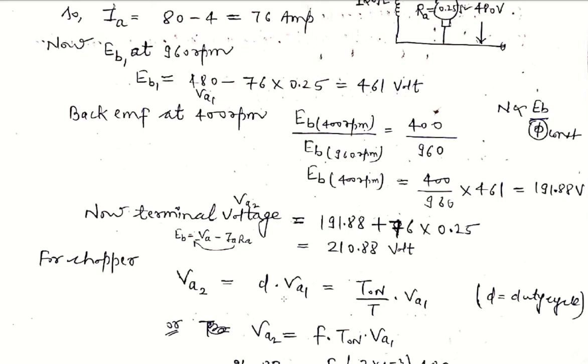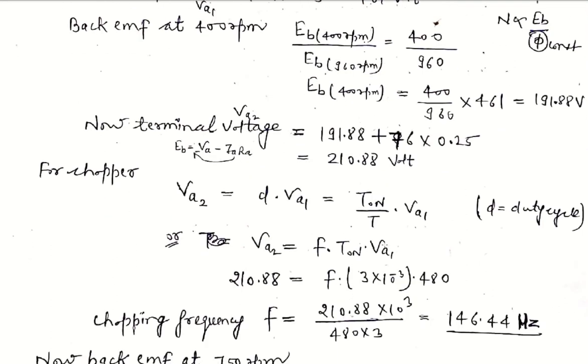This terminal voltage at the motor input terminals is supplied through the chopper. So we apply the formula Va2 equals D into Va1, which is for a step down chopper that steps down the voltage to control the speed from 960 rpm to the range of 400 to 750 rpm. The duty cycle D is T1 divided by the time period T, and 1 upon T is the frequency. So Va2 is equal to f into T1 into Va1, where Va1 is the 480 volt.